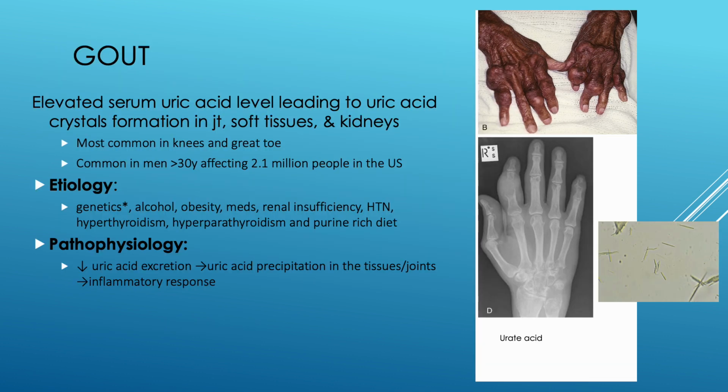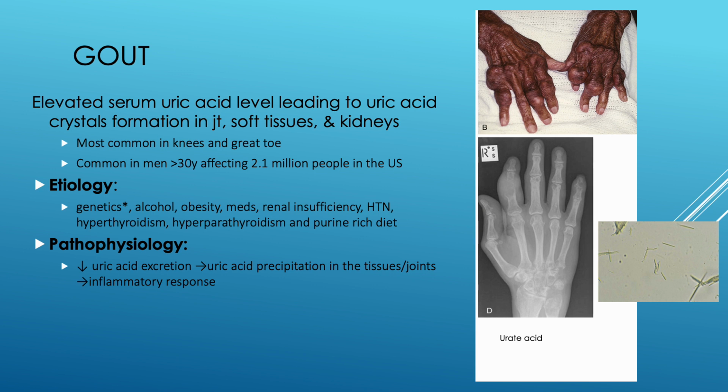Gout. Gout is elevated uric acid levels. So gout is characterized by an elevated level of serum uric acid, which can lead to deposition of urate crystals in the joints, soft tissues, and kidneys. The causes of uric acid buildup.